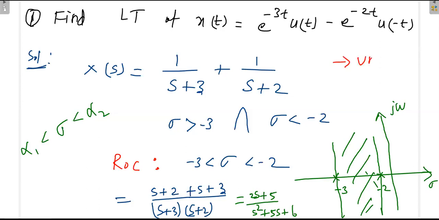Again, what is the nature? Whether it is causal or non-causal. We know that causal means it is defined only for positive time, but this system is defined for both positive as well as negative time. So this is non-causal.